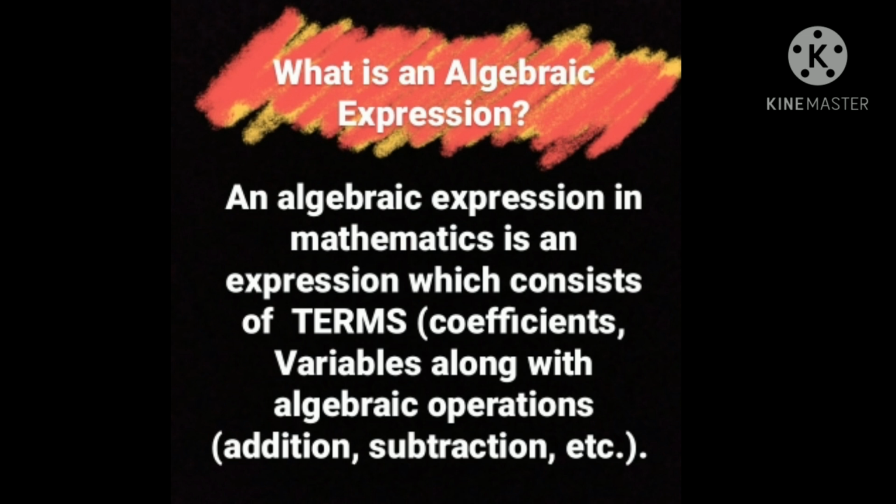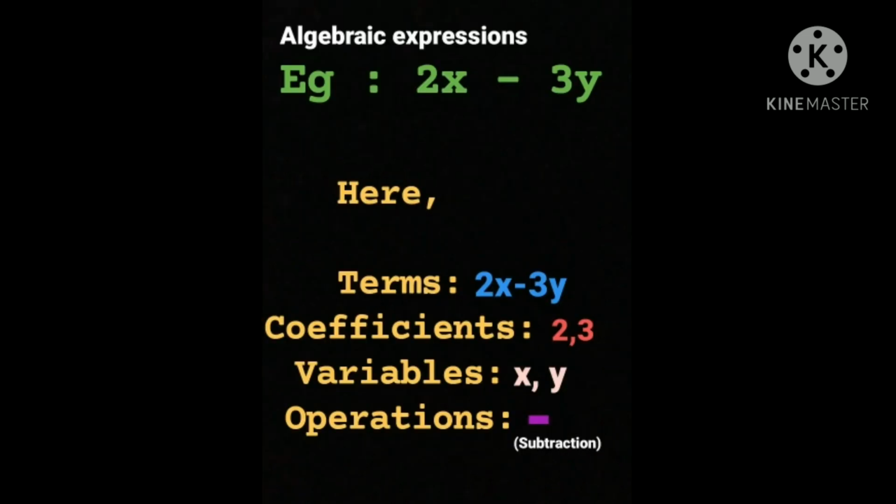Let us see some examples of algebraic expression. So for example, 2x minus 3y. Now this is one example of an algebraic expression. 2x minus 3y is an expression. Here, what are the terms, what are the coefficients, what are the variables, and what is the operation? So let us see the terms for this expression 2x minus 3y. Terms are 2x and 3y.